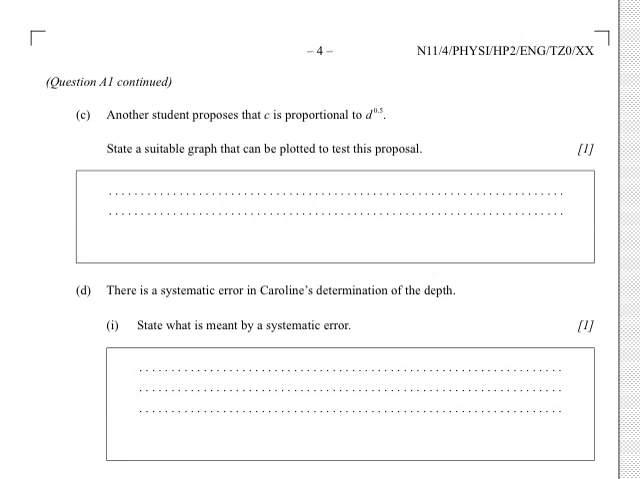This is a nice question about linearization. Another student proposes that c is proportional to d to the power of a half. Draw a suitable graph that can be plotted. Just state a suitable graph. Well, if we linearize this, if c was proportional to d to the half, then we would put c on the y-axis and d to the half on the x-axis, or the other way around.